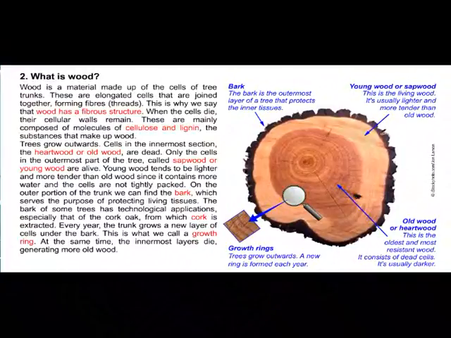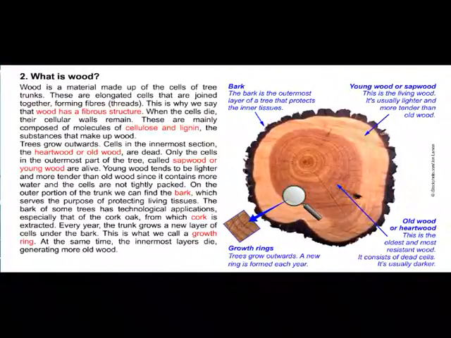Trees grow outwards. Cells in the innermost section, the heartwood of old wood, are dead. Only the cells in the outermost part of the tree, called sapwood or young wood, are alive. Young wood tends to be lighter and more tender than old wood since it contains more water and the cells are not tightly packed.